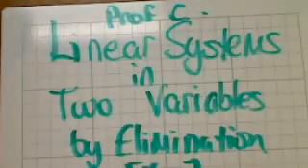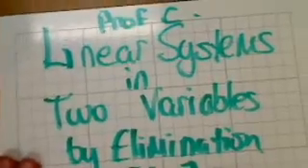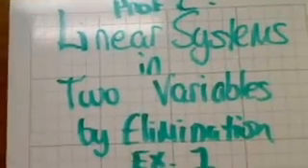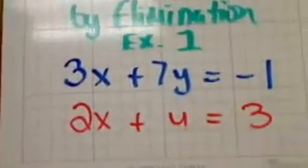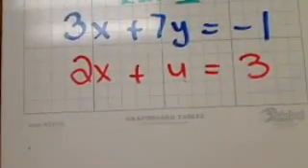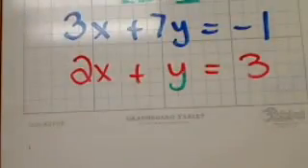We're going to be working on linear systems in two variables, this time by the process of elimination. Our first example here is going to be this system: 3x plus 7y equals negative 1, 2x plus y equals 3. Now remember, the goal of elimination is, literally what it says, to eliminate one of the variables through a bit of manipulation and be left with the other one.